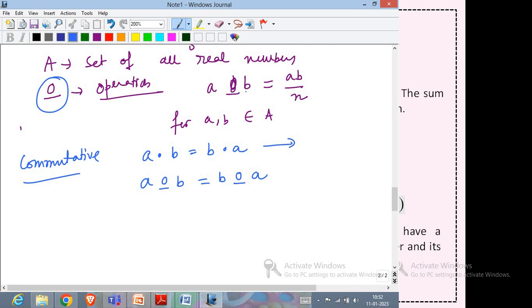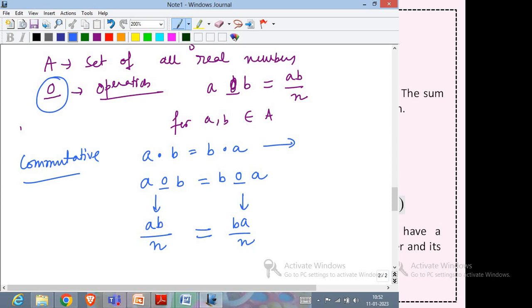Now, given the fact that A dot B is AB by N, you can see very clearly. So, in the left hand side, we can easily write it as AB by N. On the other hand, in the right hand side, we can easily write it as BA by N. Now, you can see the LHS and the RHS are absolutely the same. AB by N and BA by N mean the same, because A and B are all real numbers. So, the overall meaning is the same. So, we can clearly say that both of them are the same, so the LHS is equal to RHS. So, for the set A, the commutative property is maintained with respect to the O underline operator.